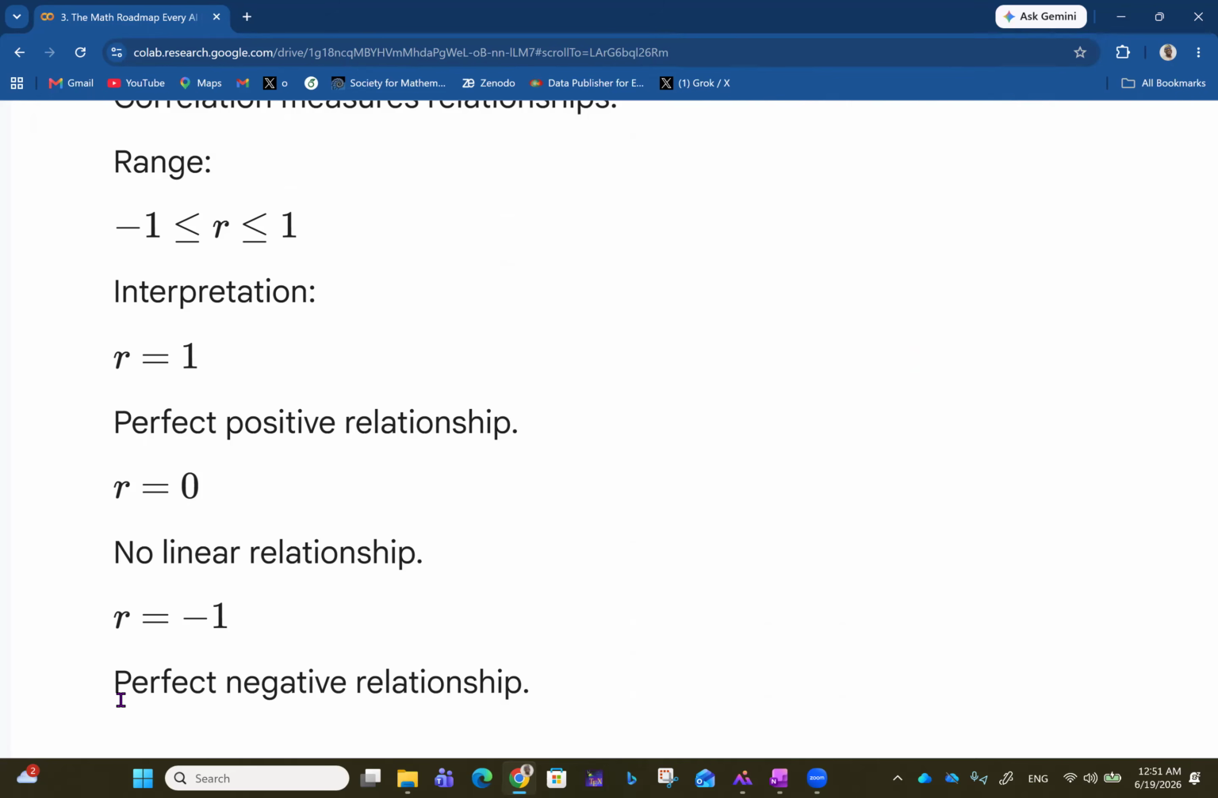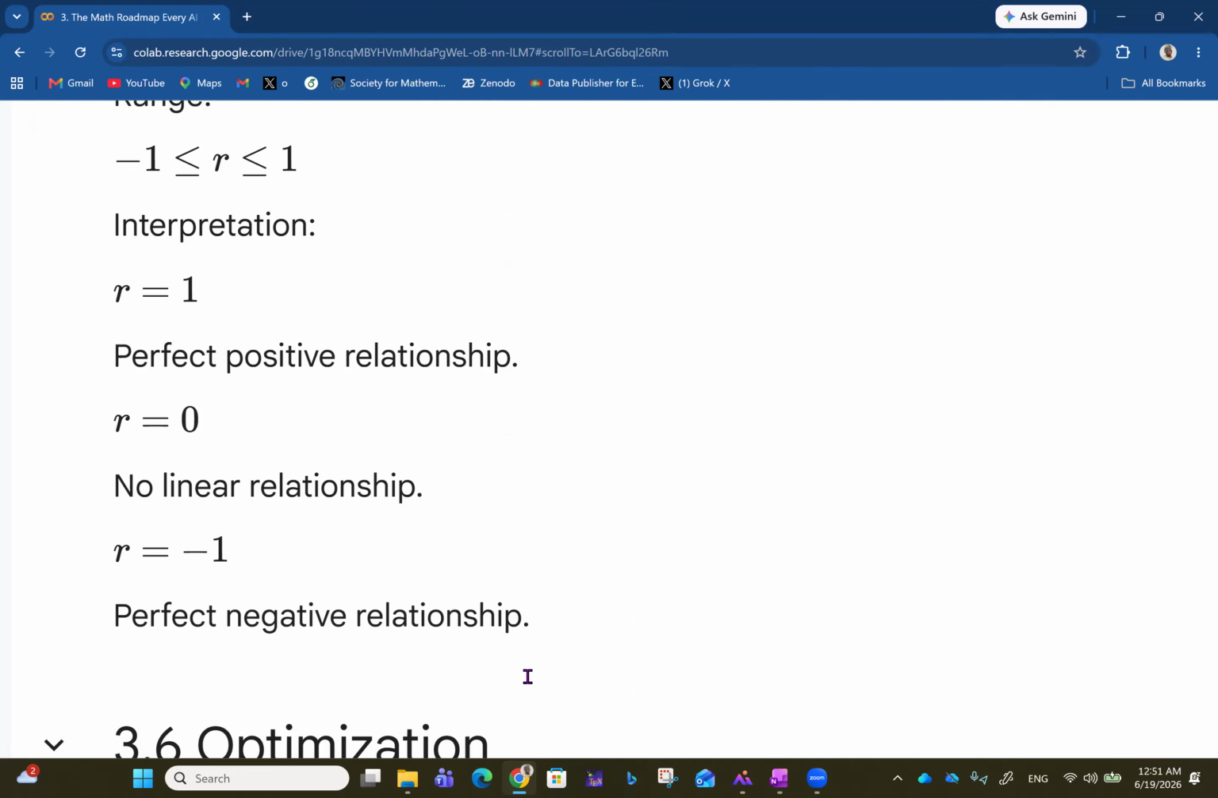Then R equals -1 means perfect negative relationship, meaning that if A and B have a correlation of -1, it means that as A is increasing, B is reducing, or as B is increasing, A is reducing, like that.